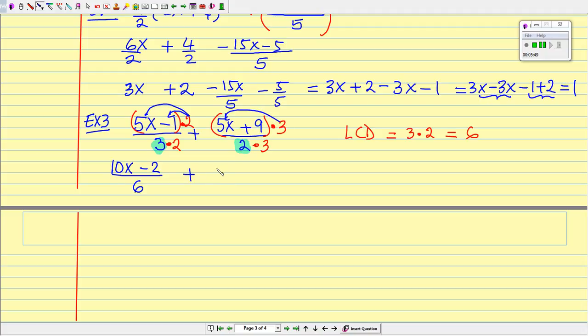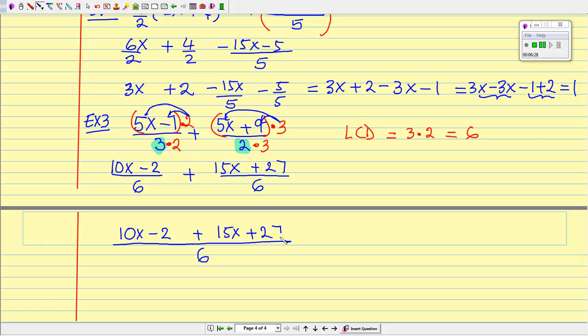Plus, 3 times 5 will give you 15x. 3 times 9 will give you 27. And again, your denominator is 6. So now you can see that you have two fractions with the common denominator. So you can add them up now. When you add the two fractions, you do not add the denominators, just copy the denominator, 6, and you add the numerators, so 10x minus 2, this is the first numerator, plus the second numerator, 15x plus 27.